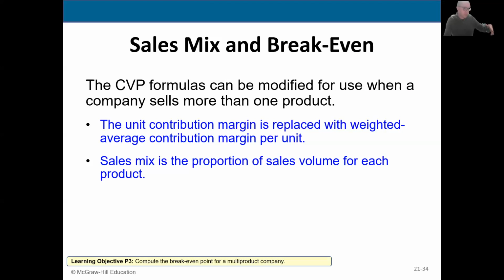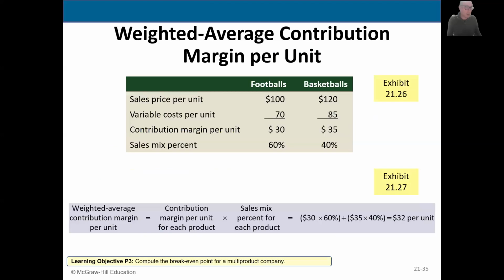So I sell footballs and I sell basketballs. I primarily sell footballs. 60% of my business is from footballs. That means that the other 40% comes from basketballs. We call that a sales mix ratio of 6-4. Let me walk through the example with you.